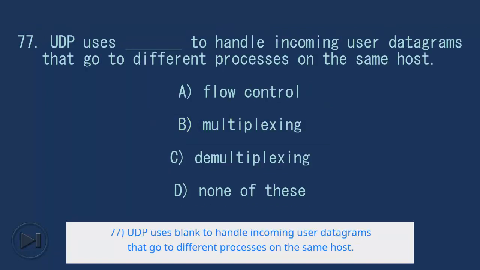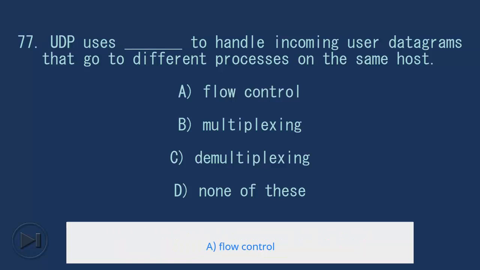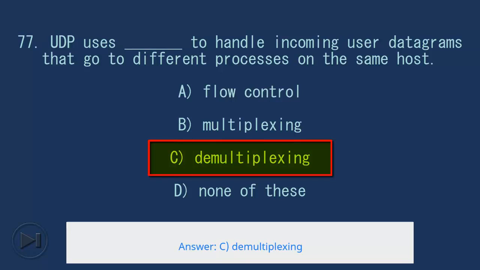77. UDP uses blank to handle incoming user datagrams that go to different processes on the same host. A, flow control. B, multiplexing. C, demultiplexing. D, none of these. Answer, C, demultiplexing.